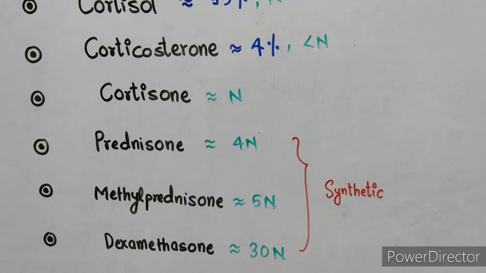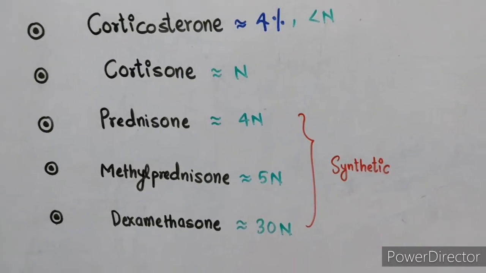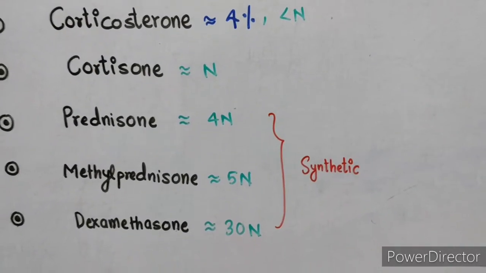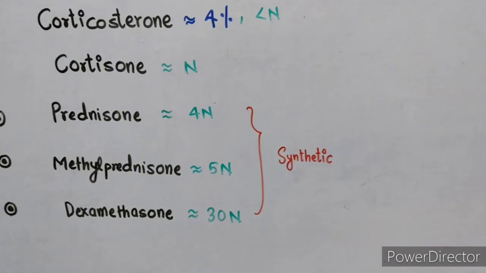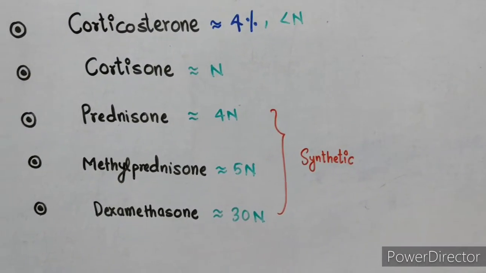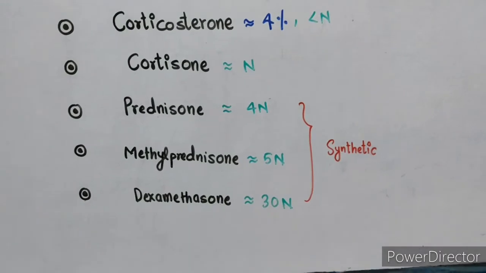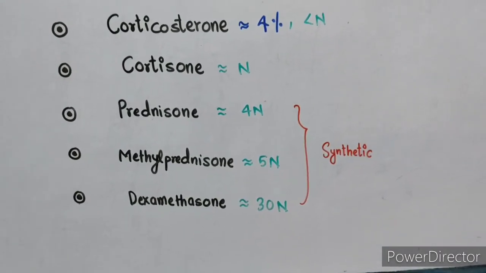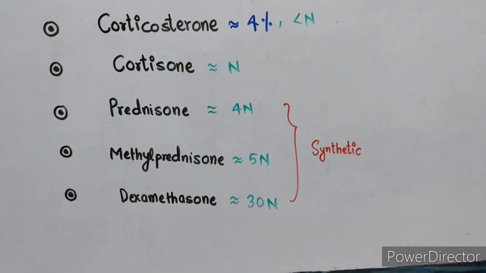Prednisone, 4 times more potent than cortisol. Methylprednisone, 5 times more potent than cortisol. And dexamethasone, 30 times more potent than cortisol. The last three, prednisone, methylprednisone and dexamethasone, are synthetic steroids.